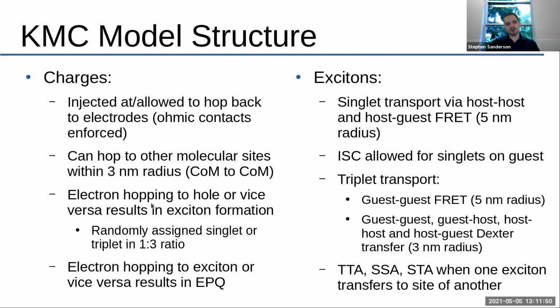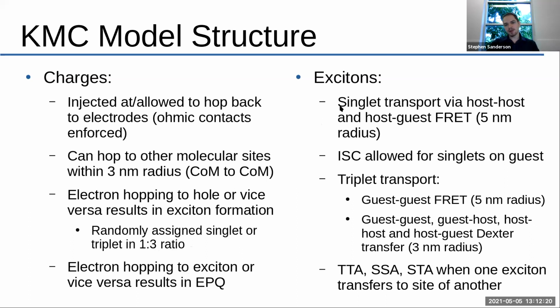And then an electron hopping to the side of a hole, or vice versa, results in an exciton formation event. And that exciton is randomly assigned as a singlet or triplet in a 1:3 ratio. And if an electron or hole hops to the site of an exciton, or vice versa, then we have exciton-polaron quenching. So that exciton will just be removed from the system.